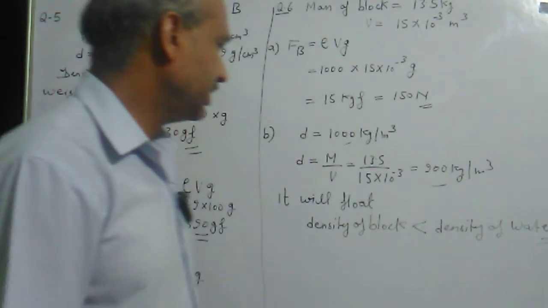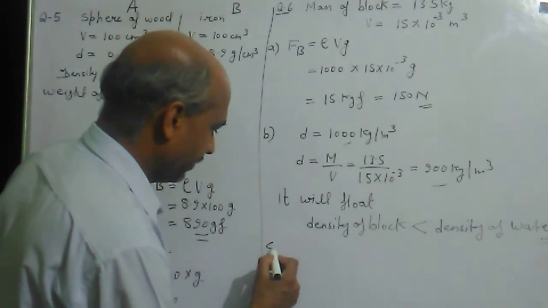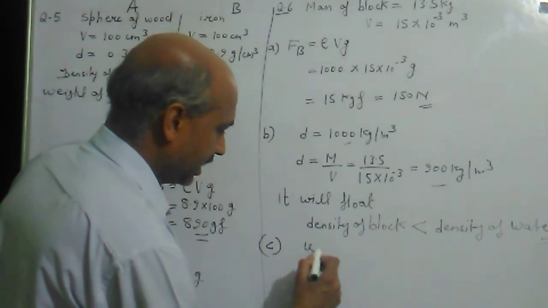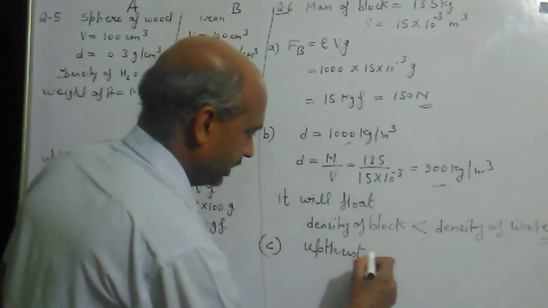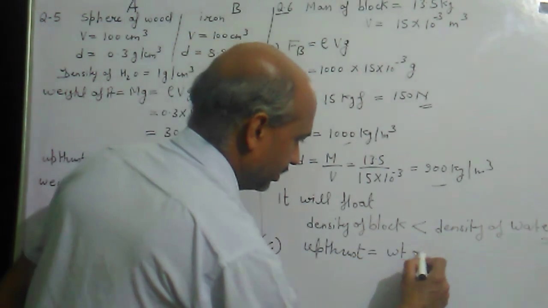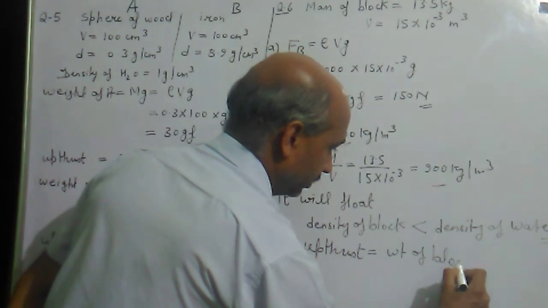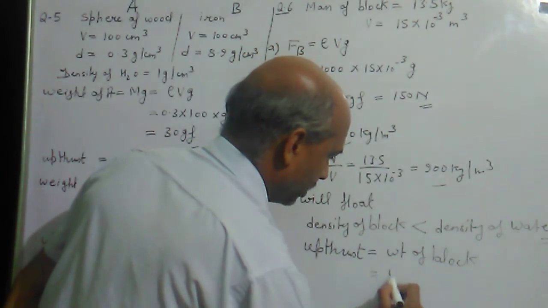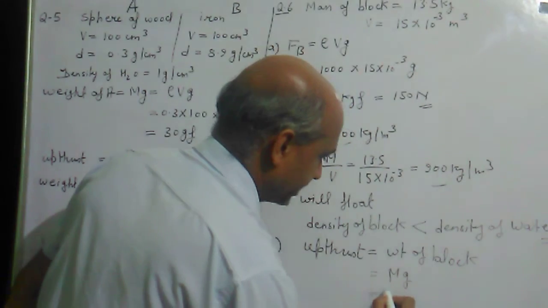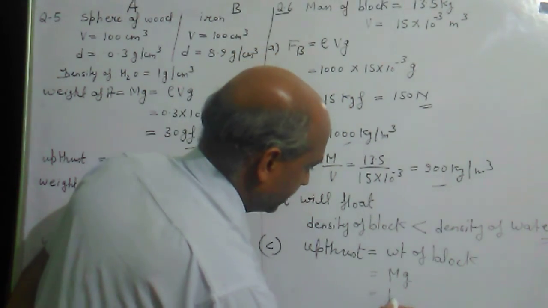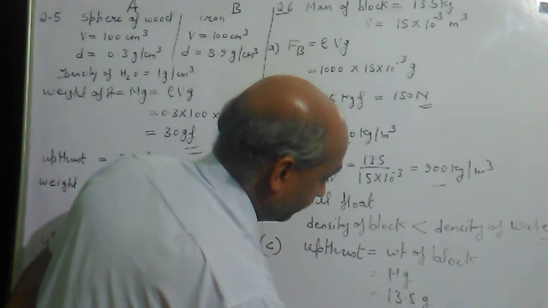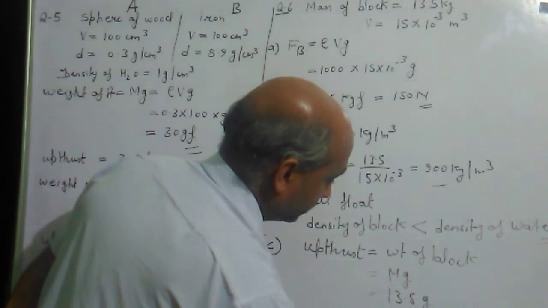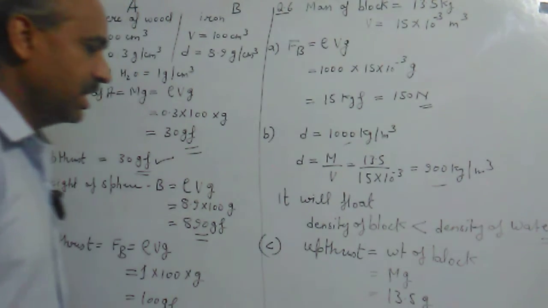So freely floating means कि जो upthrust होगा वो उसके weight के बराबर होगा. That means upthrust will equal the weight of the block. And what about the weight of the block? It is mg. So m is how much? m is 13.5 and g means g only. So it will be 13.5 kgf. So this will be the upthrust on the block.